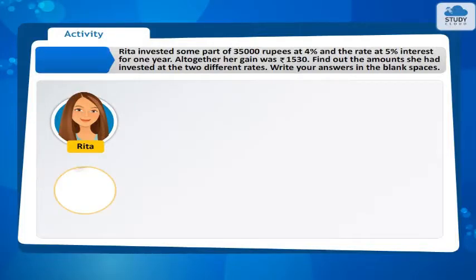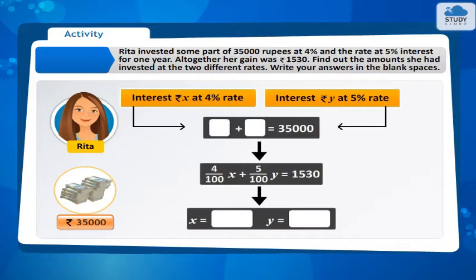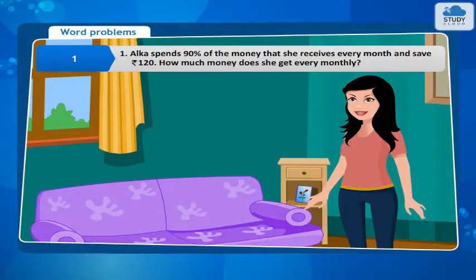Activity. Rita invested some part of 35,000 rupees at 4% and the rest at 5% interest for 1 year. Altogether, her gain was rupees 1,530. Find out the amounts she had invested at the two different rates. Write your answers in the blank spaces. Solution. Word problems.